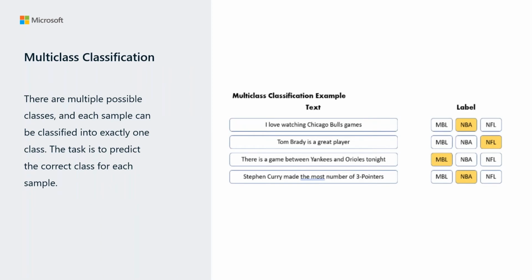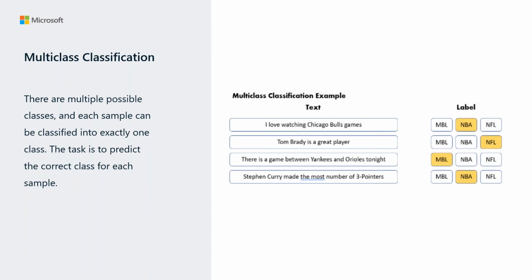Before we jump into the technologies, I want to give a quick introduction of what all these tasks look like if you're not familiar with them. The first is multi-class text classification. In this case, there are multiple possible classes, and each sample can be classified into exactly 1 class. Our task is to predict the correct class for each sample. In this example, each text sample can be correlated to one specific sport, and it cannot be assigned to multiple labels. We are trying to predict the right one.